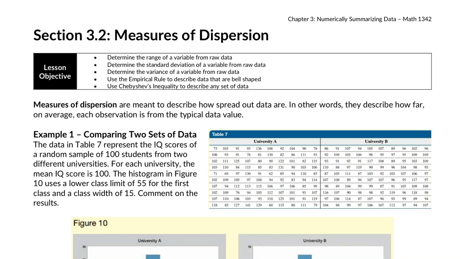Section 3.2 is all about measures of dispersion. The word dispersion means spread. So measures of dispersion are meant to describe how spread out the data are. In other words, they describe how far on average each observation is from the typical data value.